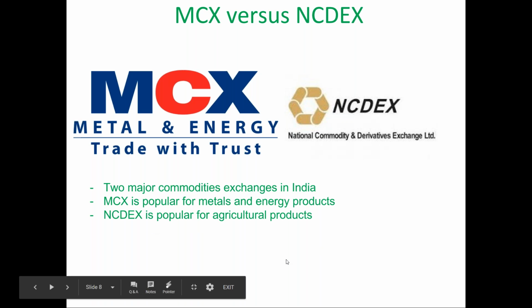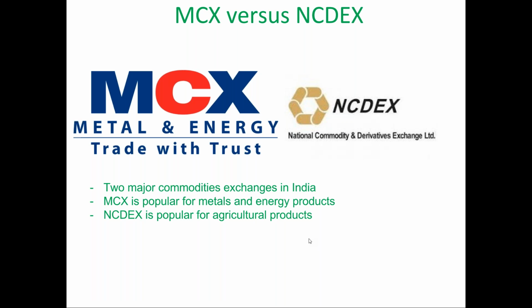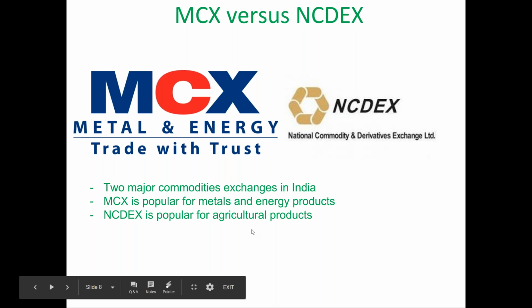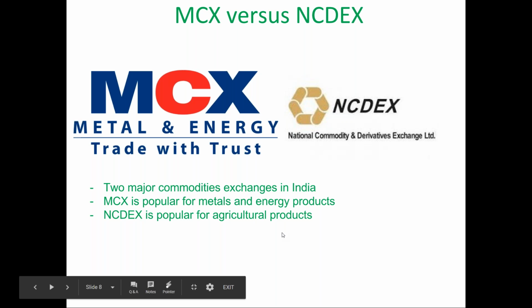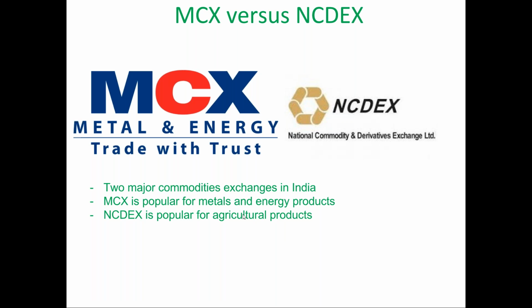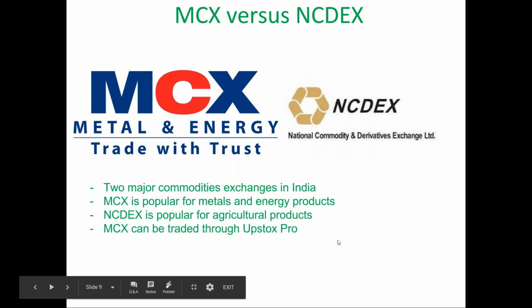Any sort of agricultural product is going to be mostly traded on NCDEX. But like I said, agri products are also picking up very fast on MCX. You can see things like cotton traded extensively on MCX as well. And later on, when we go to the most active contracts, you can see that there are some agri products listed on MCX that are very active.